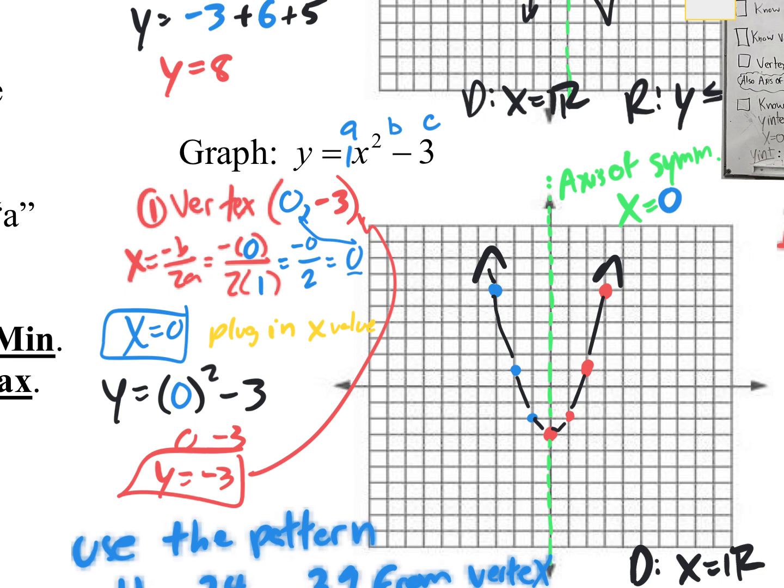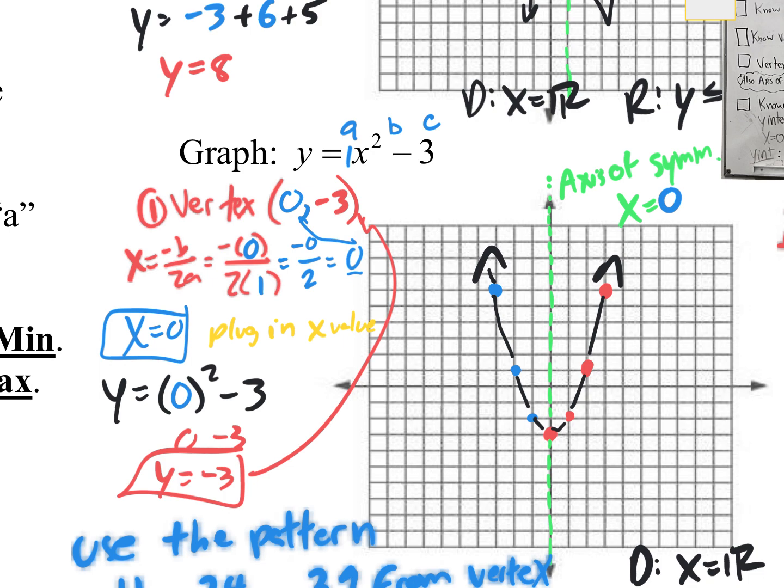Now, I may ask you to state the axis of symmetry equation, and that's simply going to be x equals whatever the x value is of your vertex, in this case 0. So that vertical line is the equation x equals 0.